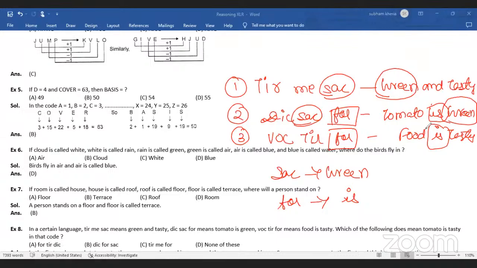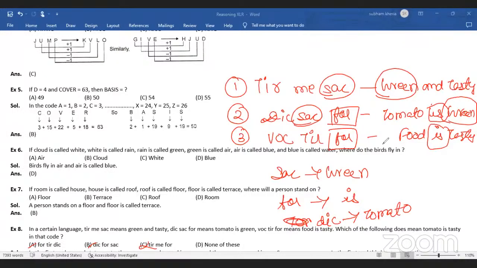Then here if you see, is and green gone. Here sack and for gone. So what is the code for tomato? The remaining one, dick. This is for tomato. Now what was the question asked? Tomato is tasty. So tomato we got, is we got. We need to find tasty. Let's see which of the options has dick and for. A is there, B is there. C is gone. C is wrong. D can be correct.